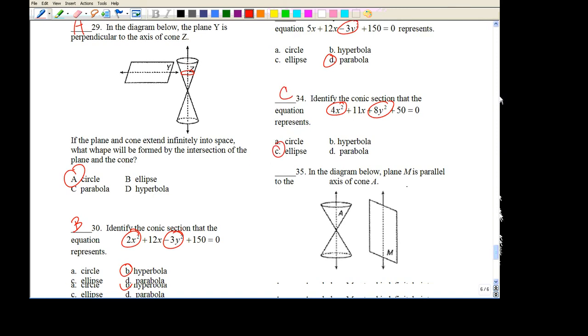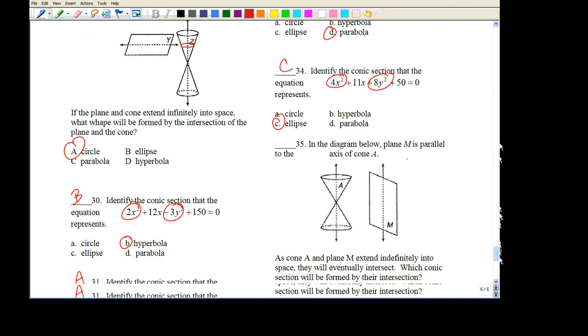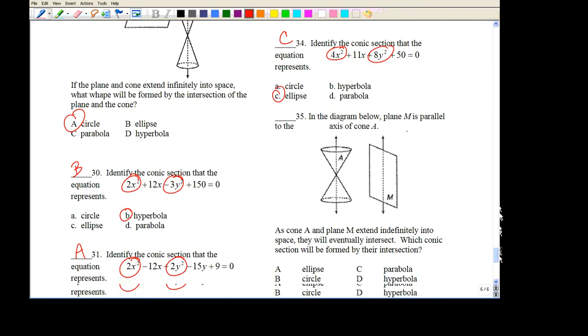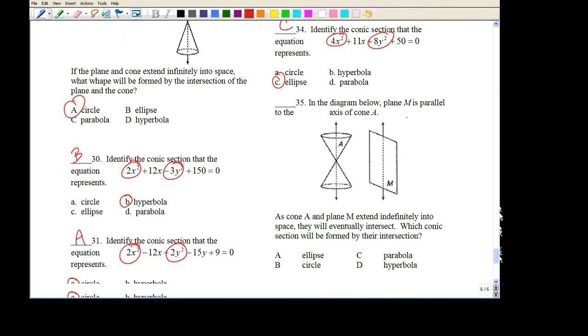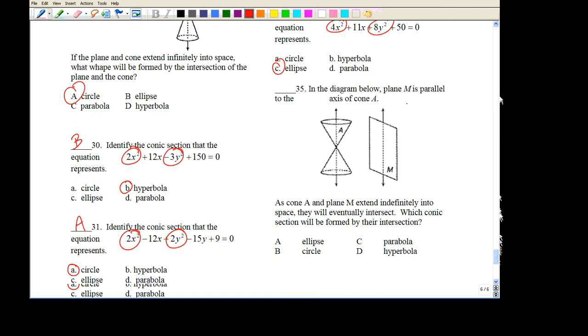For number 35, in the diagram below, plane M is parallel to the axis of the cone A. So whenever this plane moves over, you'll end up seeing something like that, which is going to be a hyperbola.